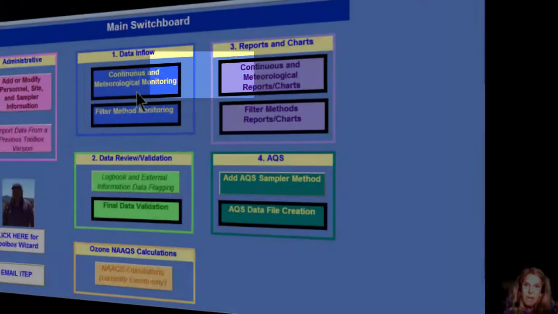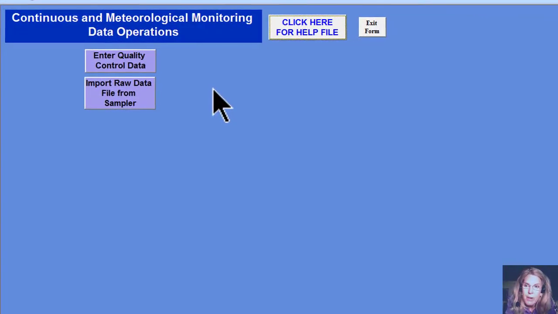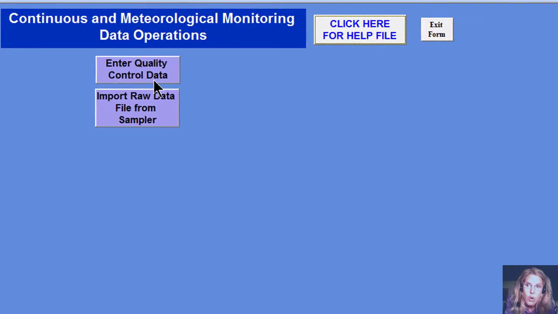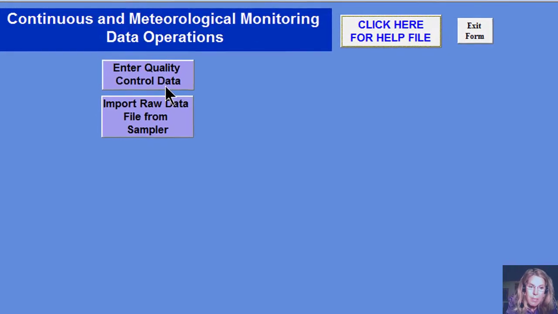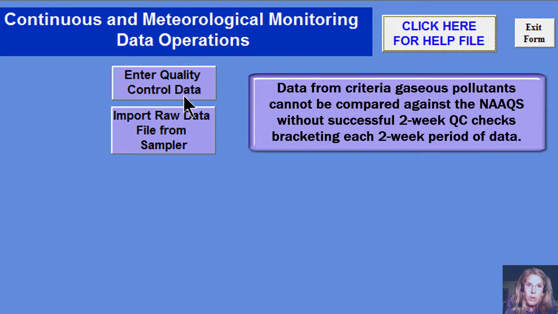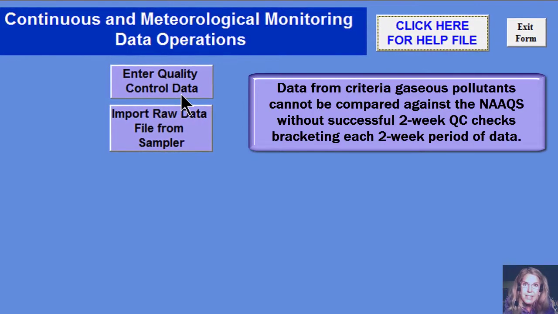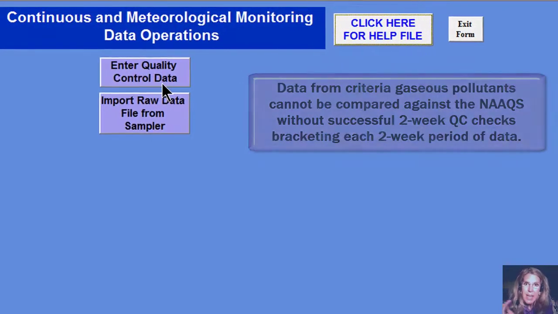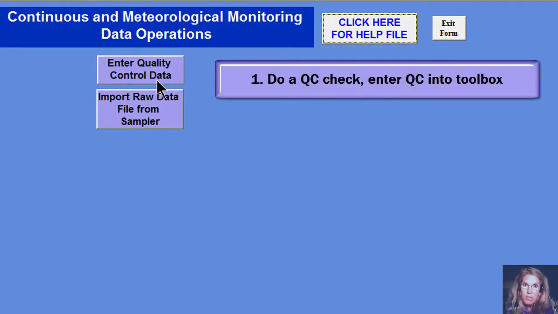If you click on this top button, it opens up a form that only has 2 buttons. The top button is Enter Quality Control Data. We recommend that you enter QC data in 2-week intervals, for example. Most criteria pollutants recommend that at least every 2 weeks you go to the site and do some sort of a QC check. And we know that valid data is a data set that's bracketed at the beginning and at the end by passing QC checks.